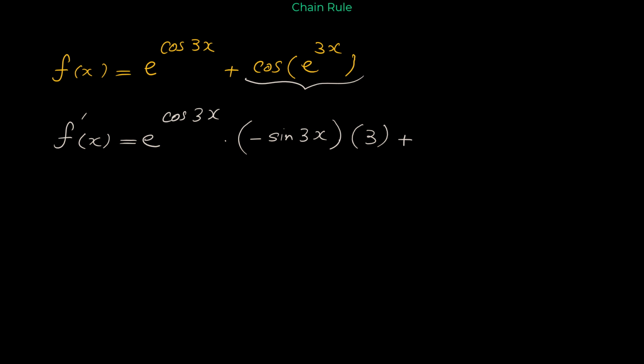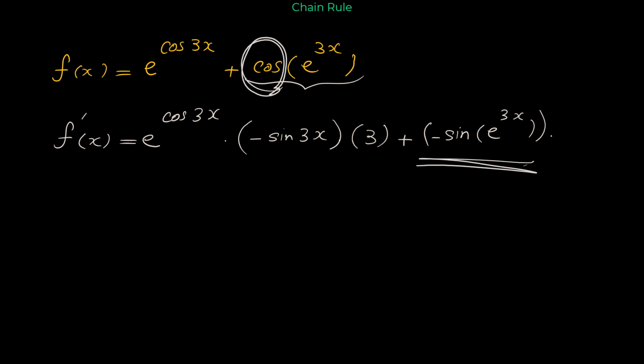Here, the cosine is outside and the inside is the exponential function e to the 3x. First, we have to find the derivative of the outside function, the derivative of cosine. What is the derivative of cosine? Negative sine. So the derivative of this function would be negative sine of e to the 3x. This is only the derivative of the cosine, the derivative of the outside. Now multiply this by the derivative of the inside.